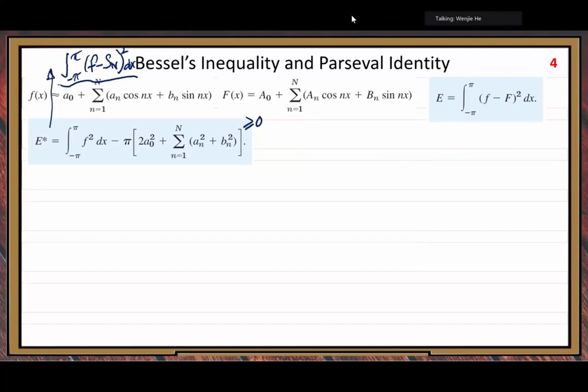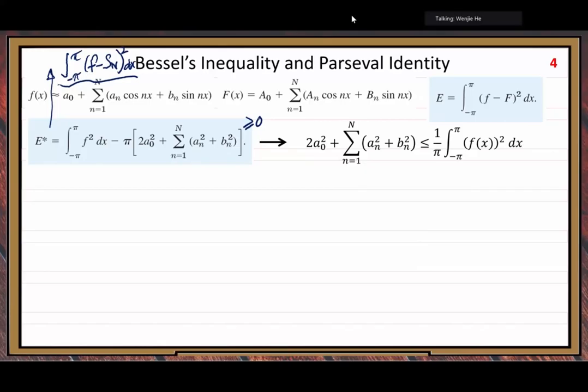Then, from this simple observation, we can get a simple inequality. We do some simple algebraic operations and we get this inequality. That's Bessel's inequality. It comes from the error, Bessel's inequality.